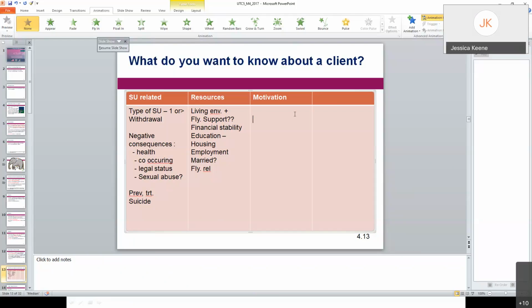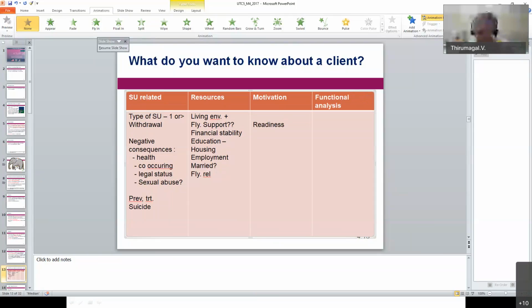So you find out the readiness of the client. This will give us a very important piece of information which will tell us what next steps we have to take as counselors. The next important dimension is called function analysis. I want to understand the role that substance use plays in his life. This will tell me how I can break that connection.